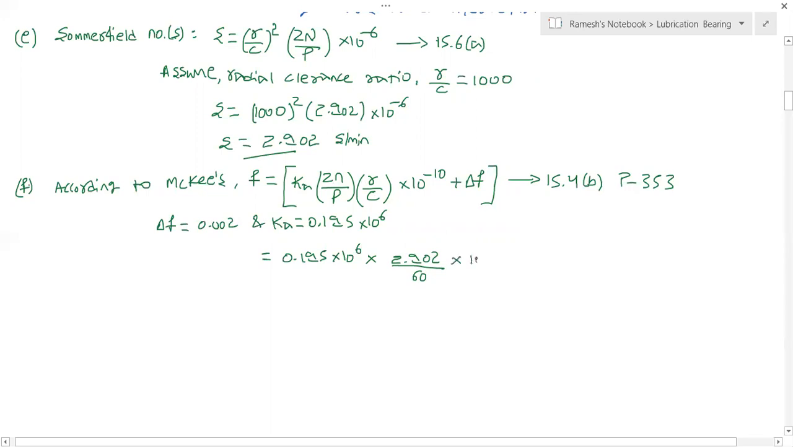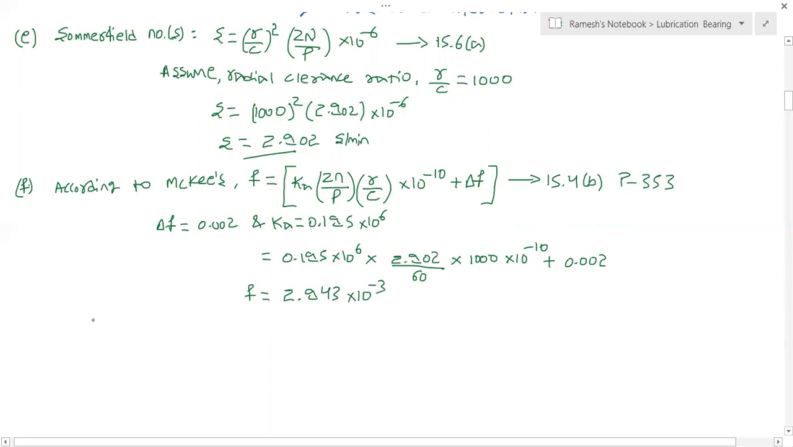We have assumed it as 1000 in the previous step. Here we have assumed it as 1000, that is the radial clearance ratio, multiplied by 10 raised to minus 10, plus delta F, which we have taken as 0.002. Therefore, from this I will get the coefficient of friction. It will be 2.943 into 10 raised to minus 3. This is the coefficient of friction.